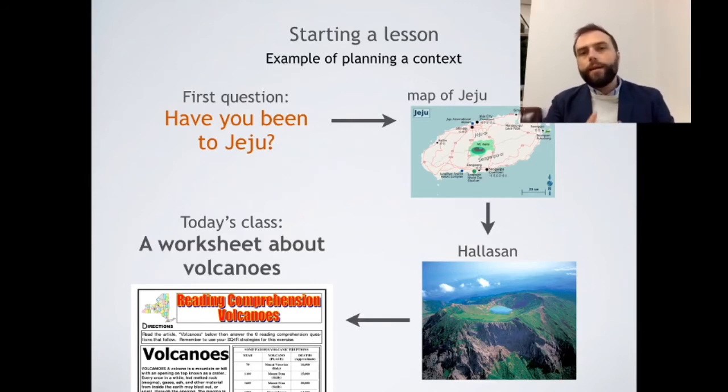Well, again, let's go backwards in the lesson planning. So from the worksheet to volcanoes, what is a volcano that students know about? Hallasan. Okay, so Hallasan is a volcano in Korea that most Koreans are going to be aware of, right? So Hallasan is a related context for volcanoes. Now, where is Hallasan? If we go backwards, Jeju. So Jeju is an island in Korea. All Korean students are going to know about Jeju.